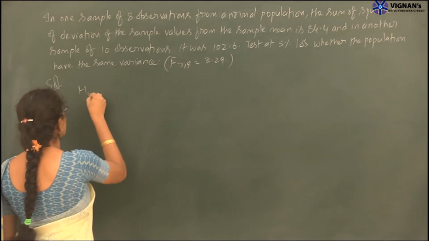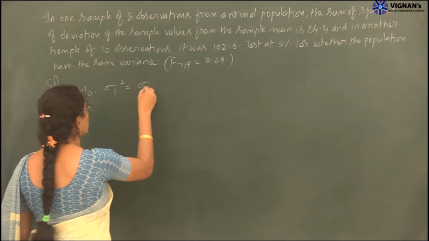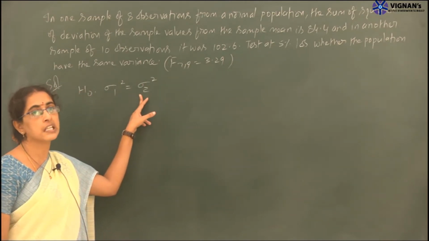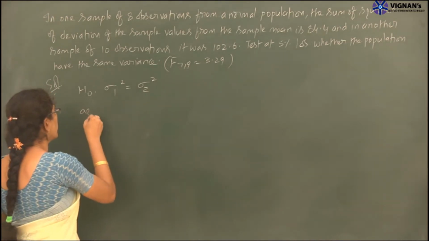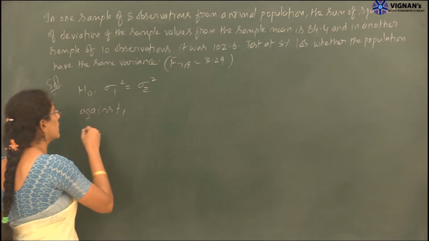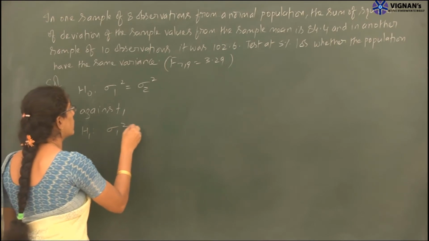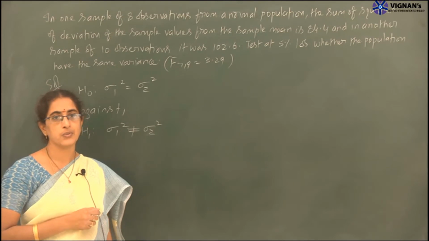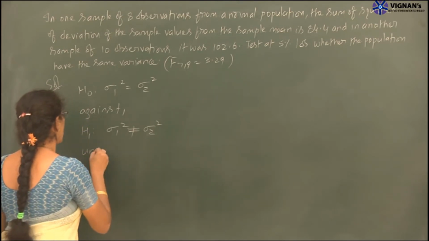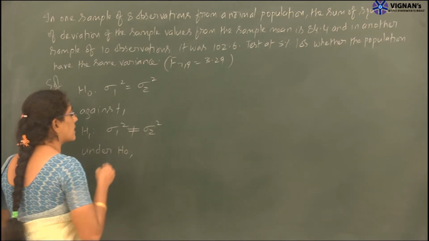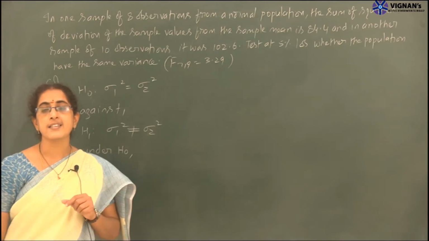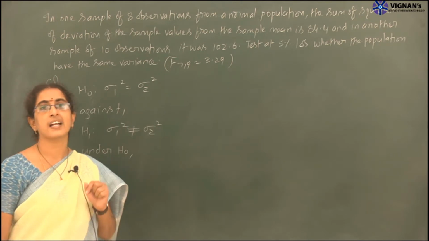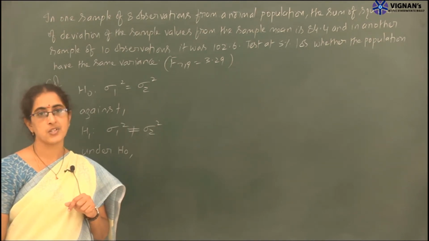So H naught here is sigma 1 square equal to sigma 2 square. That means the variances of the two populations are equal. Against H1, there are no comparable words here, so our H1 is two-tailed, that is sigma 1 square is not equal to sigma 2 square. Under H naught, the test statistic is based on capital S1 square and capital S2 square. So first we have to obtain the values of capital S1 square and capital S2 square.